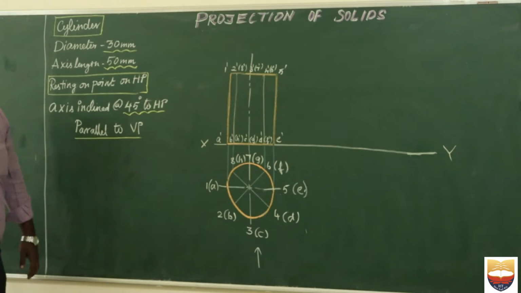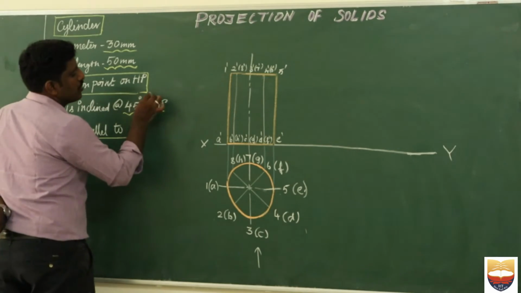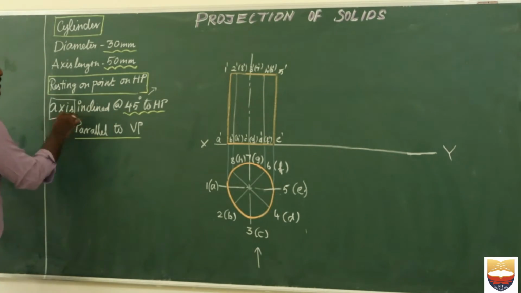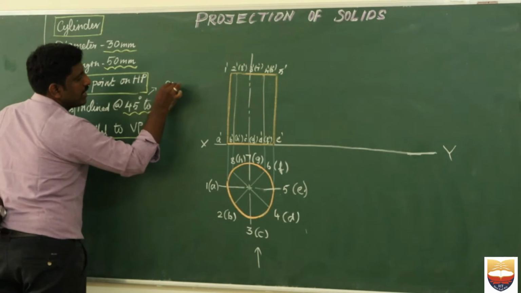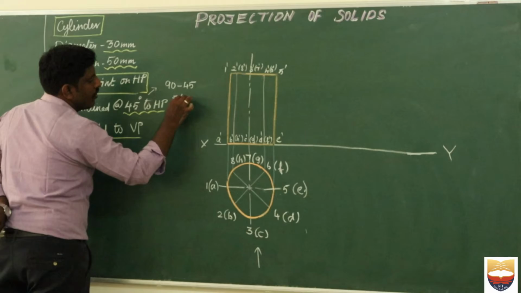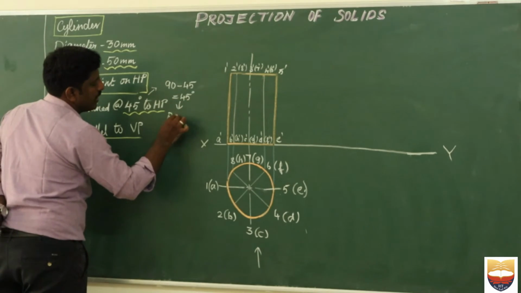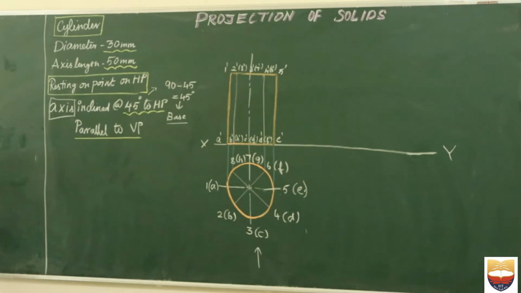Now let us go into our inclined question. It is clearly given that it is resting on a point on the HP and the axis is inclined at 45 degrees to the HP. So we know that if the axis is inclined, we need to find out the base inclination. I already told you, 90 minus 45, which is nothing but 45 degrees, is the base inclination. So now I have to draw the base inclined at an angle of 45 degrees.